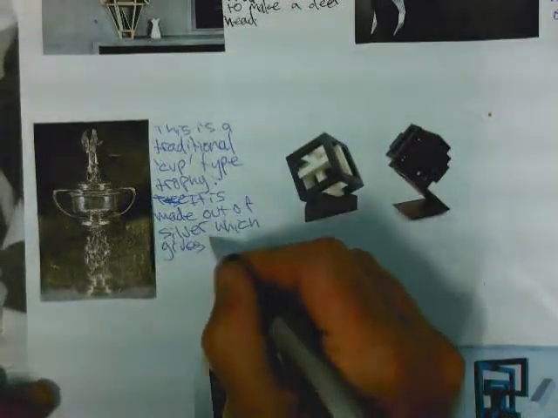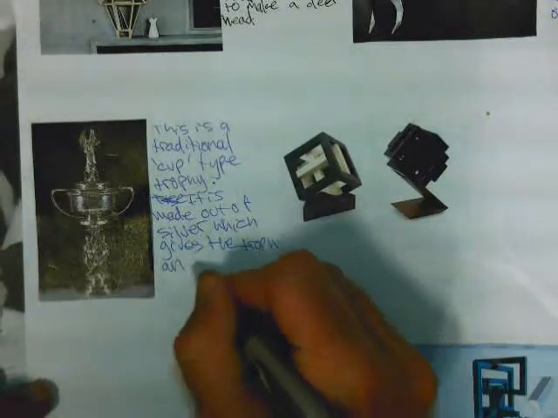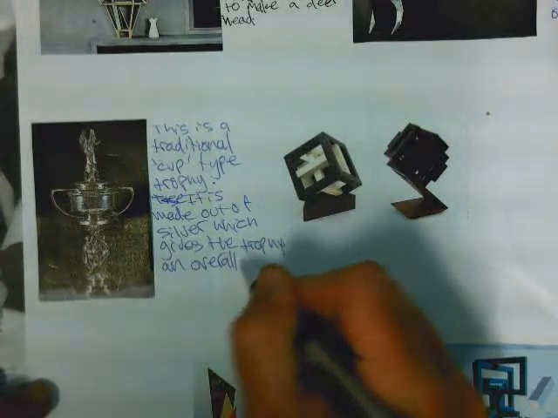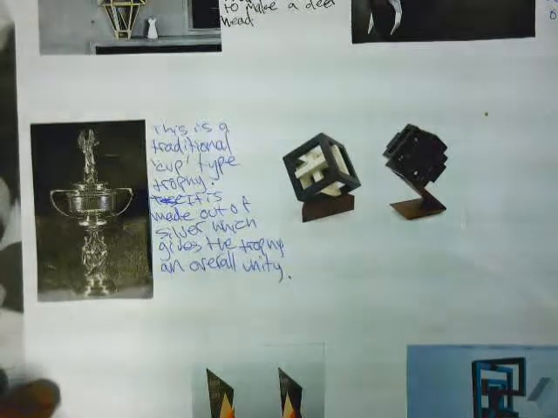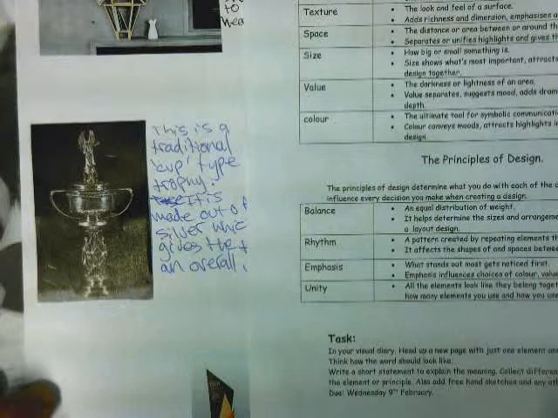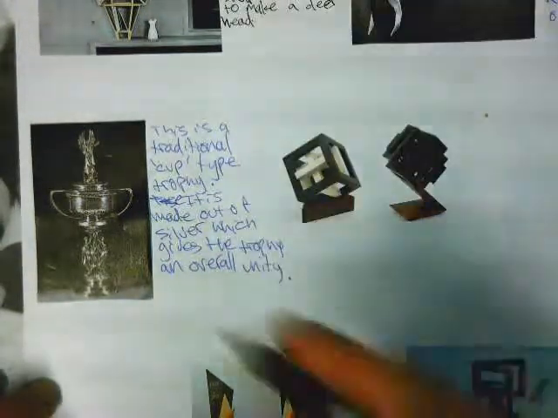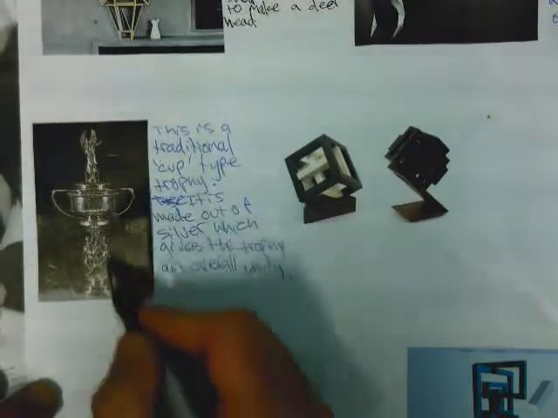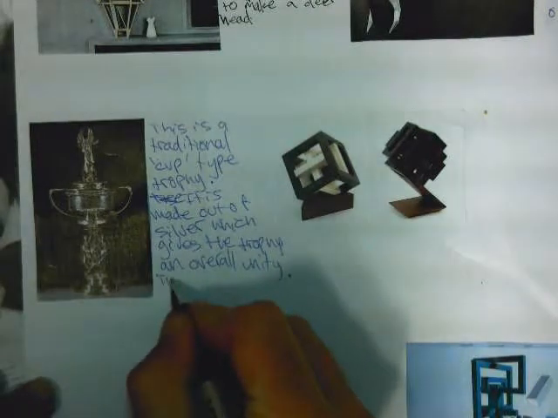Nice. And what is unity? The elements look like they belong together. This helps determine how many elements you use and how you use them. So because they've just used silver and the sort of more detailed figures, that gives it unity. And I might write that now. Okay, there is highly detailed figures. Okay.